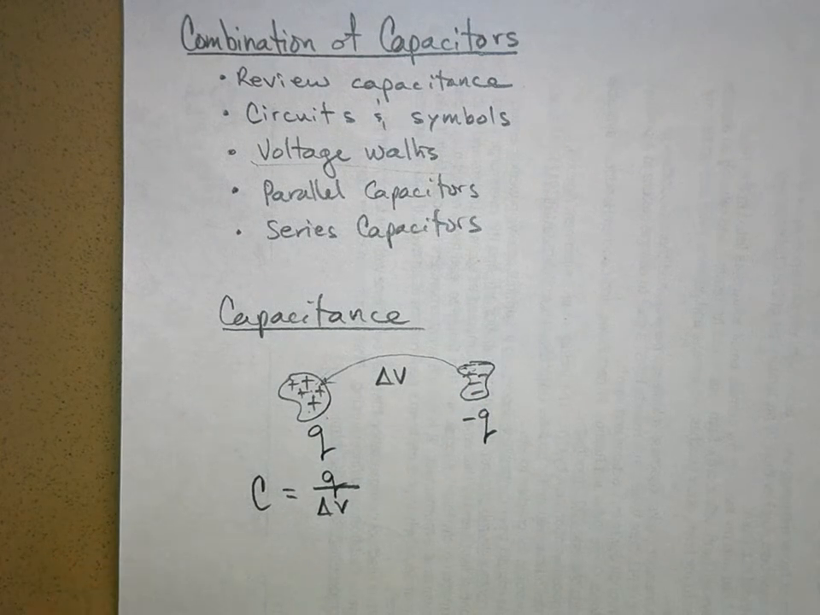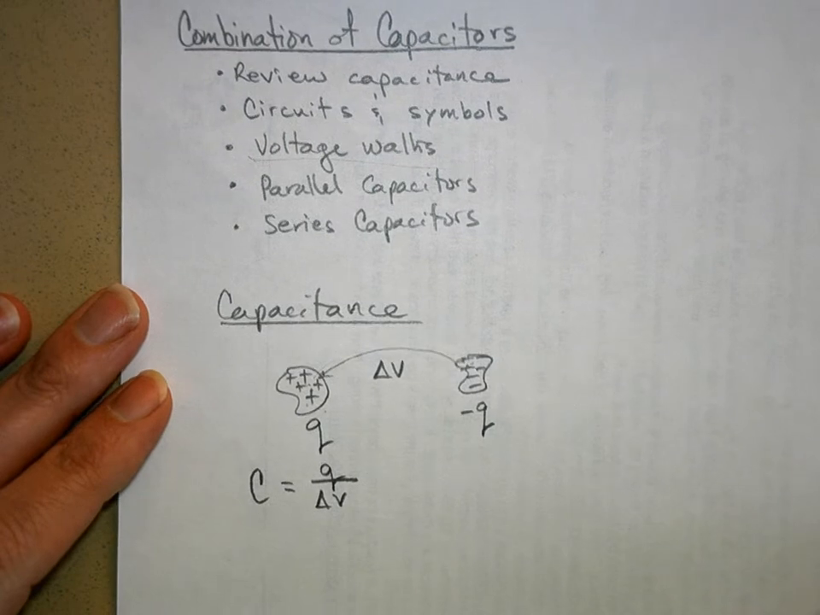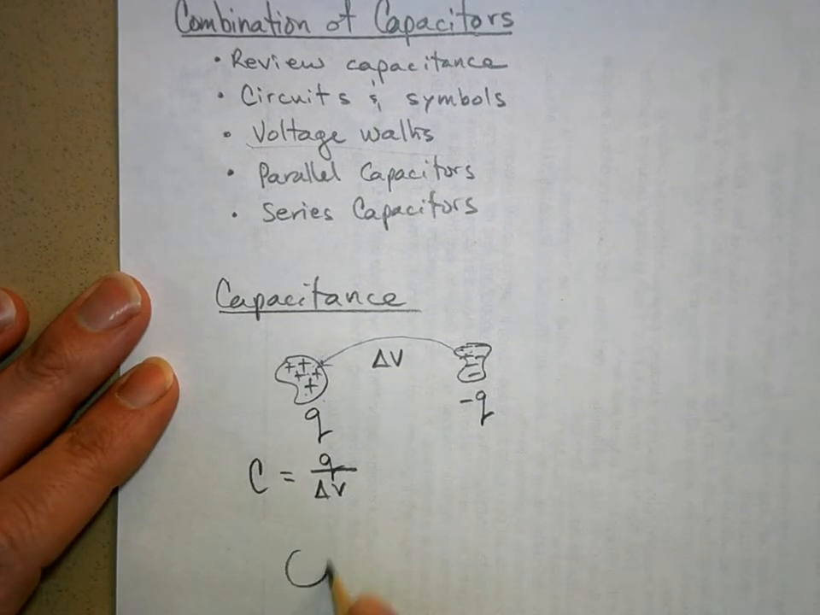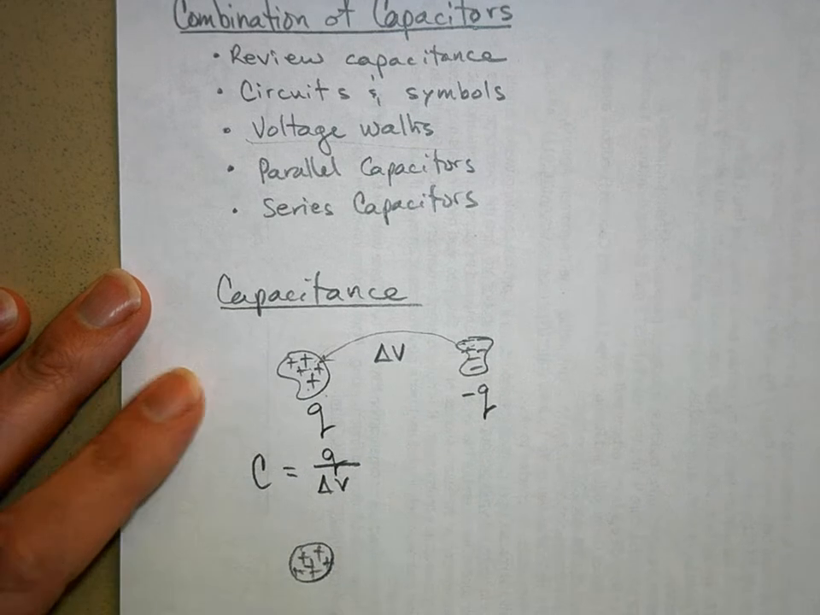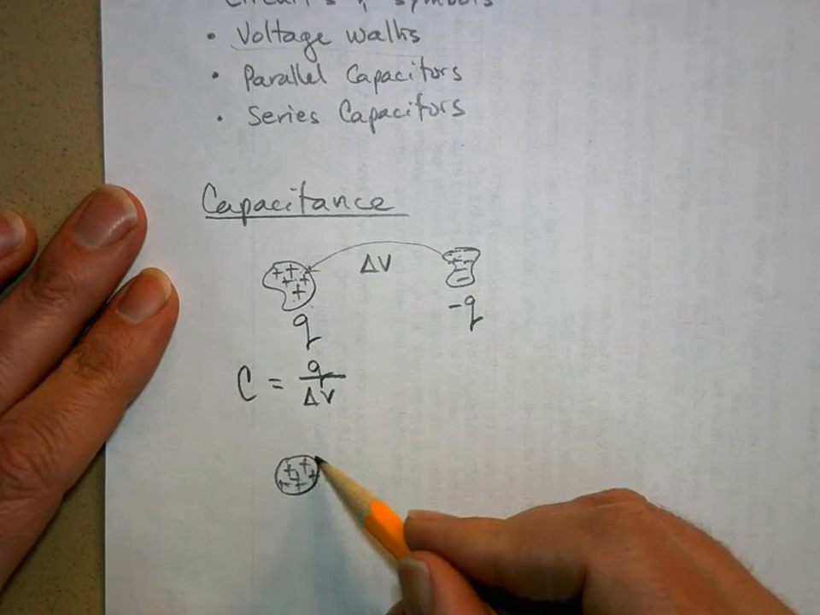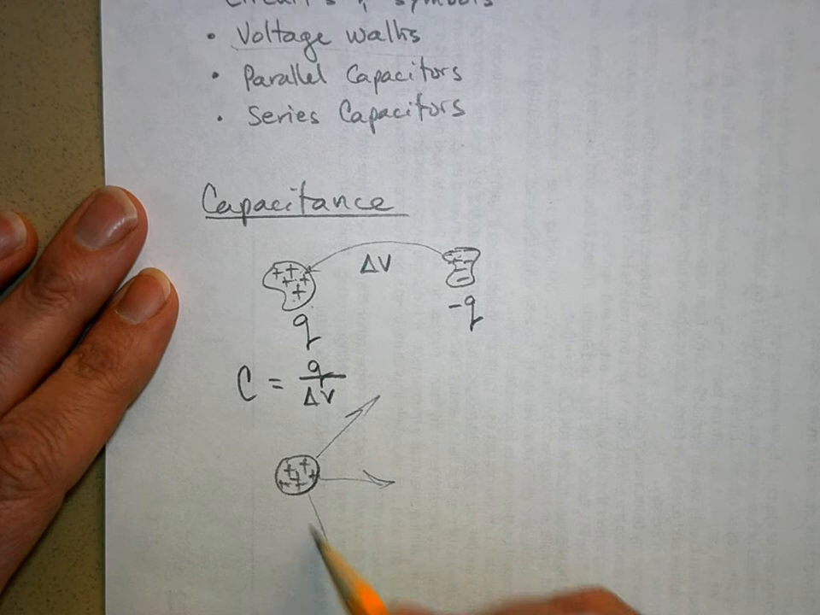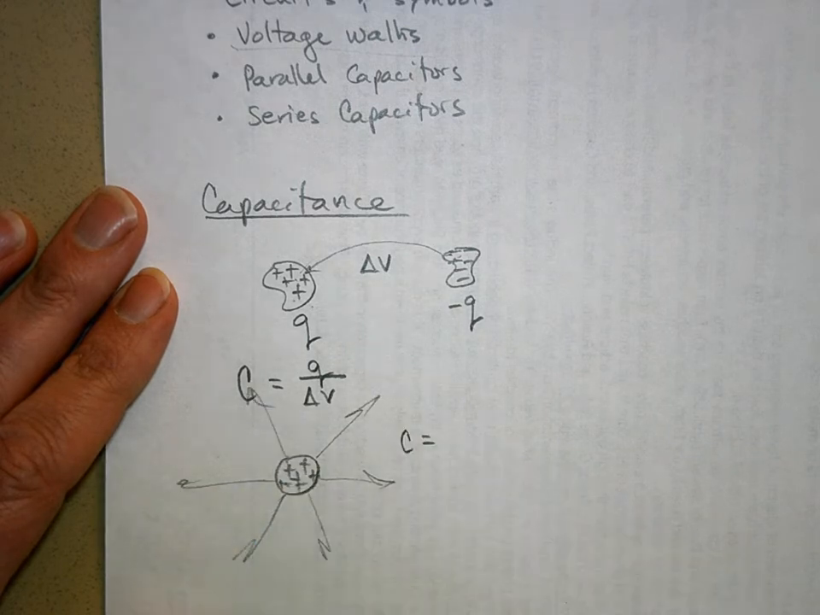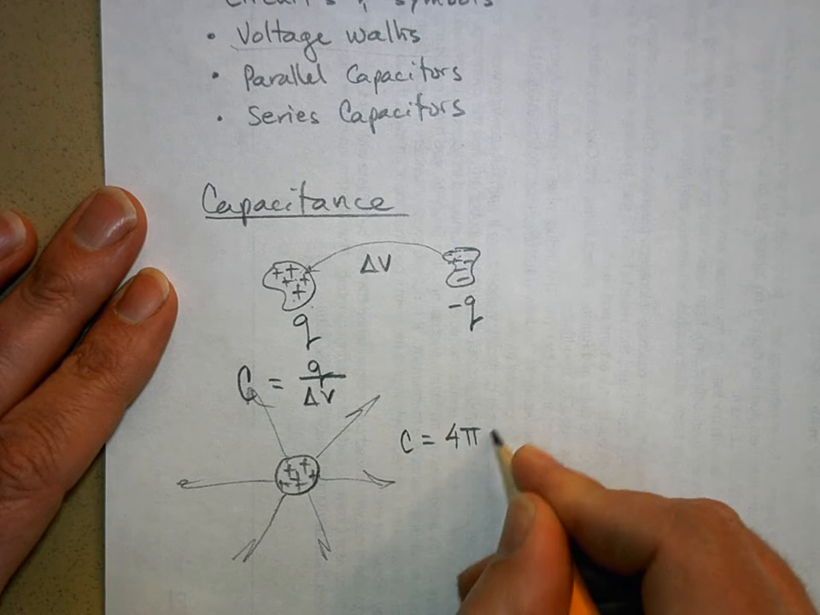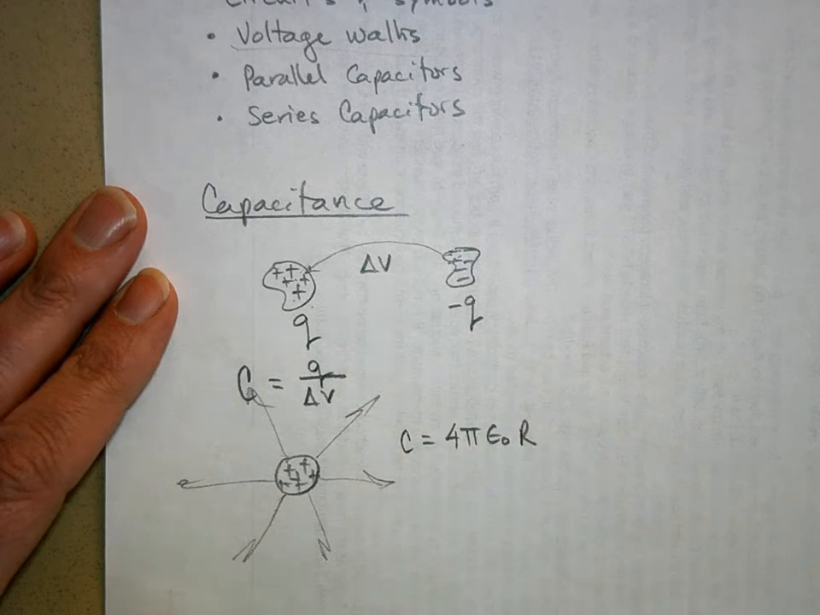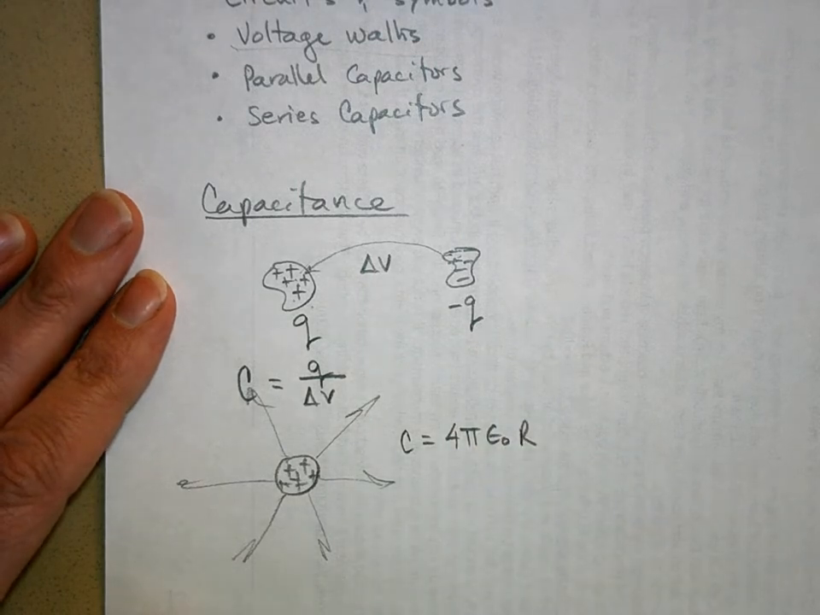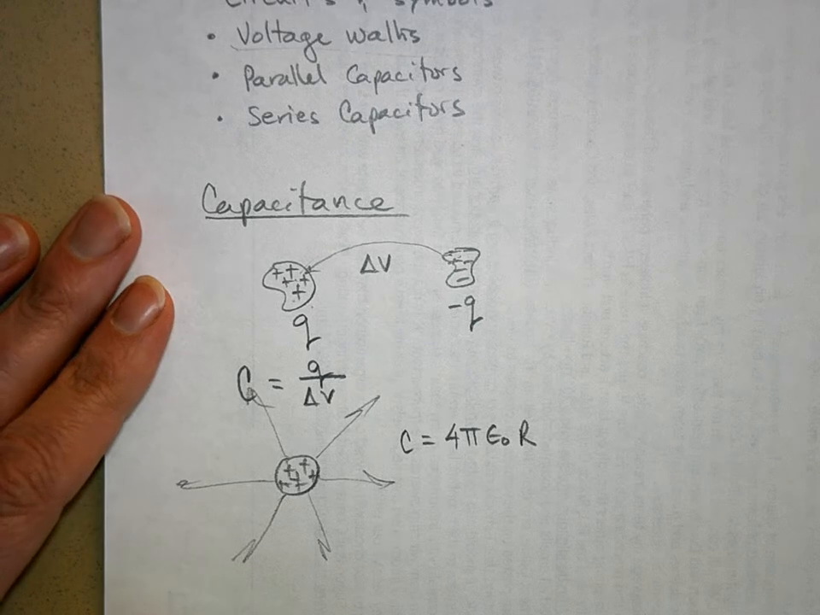So think of this as being the positive charge and the positive voltage going from here to here. Now, we figured out the capacitance of just a sphere. If you have a sphere with charge on it, and the negative charge is infinitely far away, we said the capacitance of that was equal to 4 pi epsilon naught times R. We derived this last time, so if you don't remember, look it up.